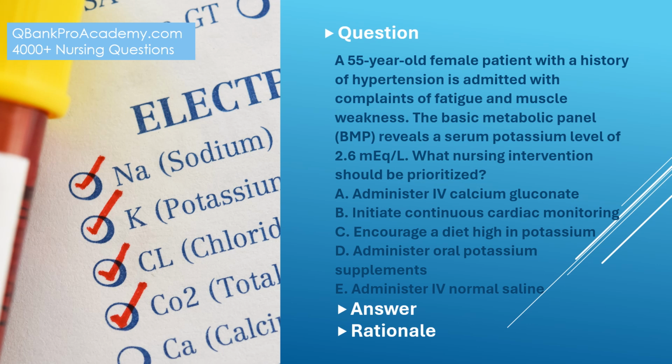Rationale: initiate continuous cardiac monitoring. A serum potassium level of 2.6 mg/L indicates hypokalemia, which can lead to life-threatening cardiac arrhythmias. Continuous cardiac monitoring is crucial to detect and manage any cardiac complications promptly. Options A, C, and D are inappropriate as they may exacerbate hypokalemia or cause imbalances. Option E is not the immediate priority. Cardiac monitoring takes precedence to ensure the patient's safety.